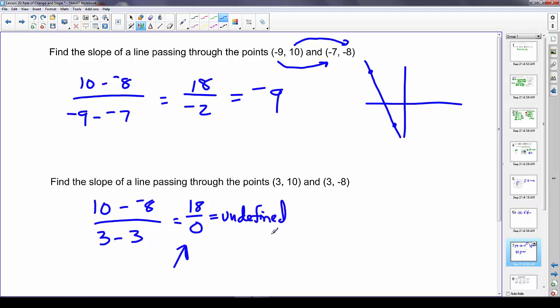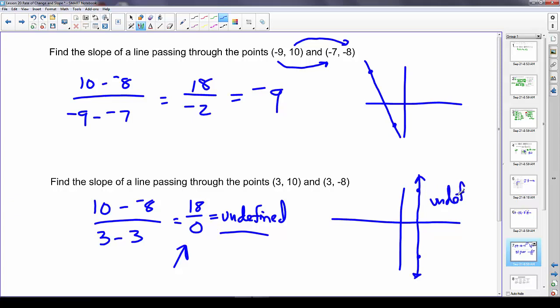So what does an undefined slope look like? Well, let's take a peek at the graph. If I have 3, 10 and I graph that somewhere around here, and here's 3, negative 8. Notice this is a vertical line. This has an undefined slope.